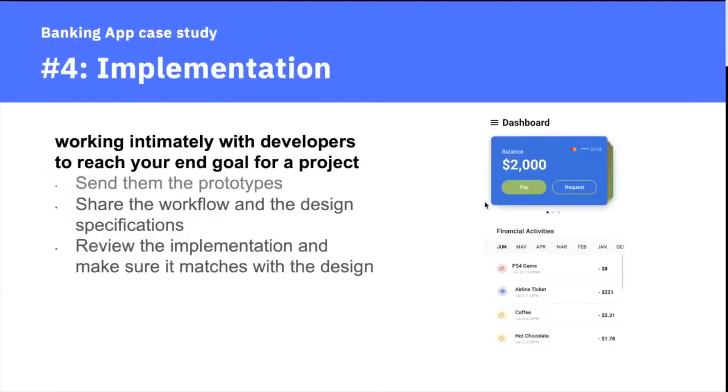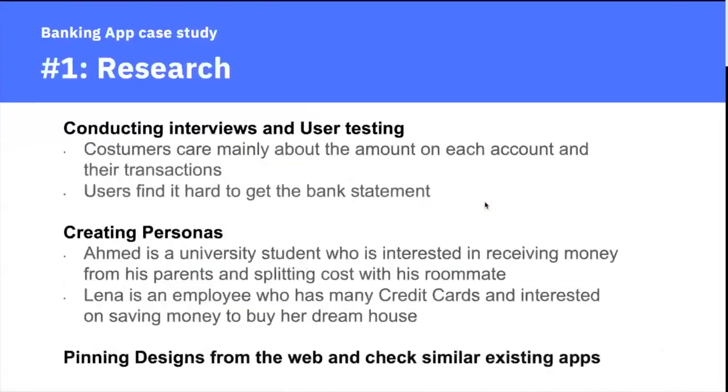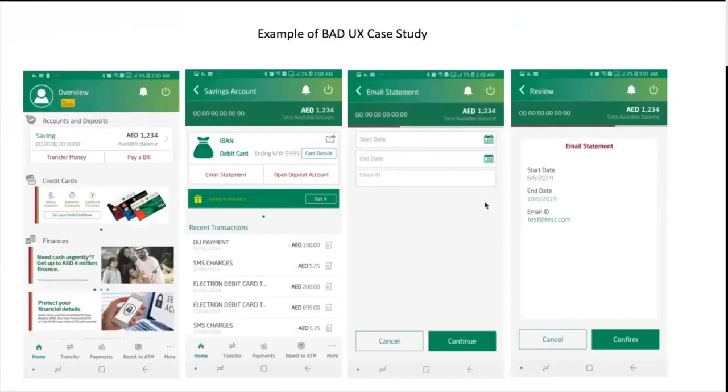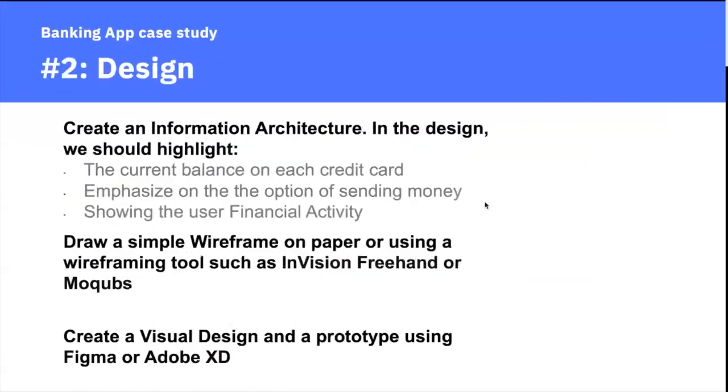Now, these were the four main steps of the design process: research, design, user testing, and implementation. This concludes our design process. Does anyone have any questions about the design process? If you do, please feel free to unmute yourself and ask, or write it to us in the chat. Okay, it looks like there are no questions.